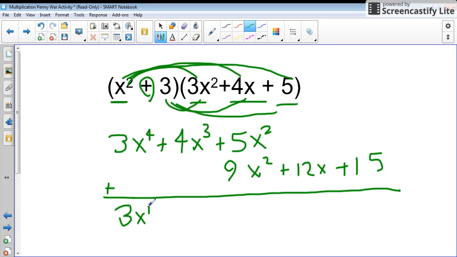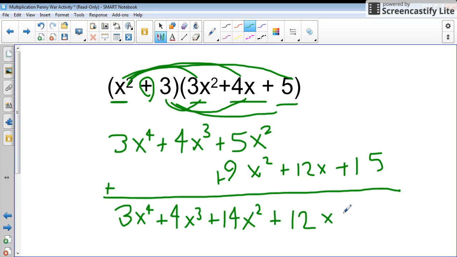3x to the fourth plus 4x to the third. This was a positive 9x squared, so I'm going to do 5 plus 9 to get 14x to the second. Remember, when we add, the exponents don't change. That's just when we multiply. Plus 12x plus 15. Holy moly, what a lot of work. We got a really, really complicated answer.